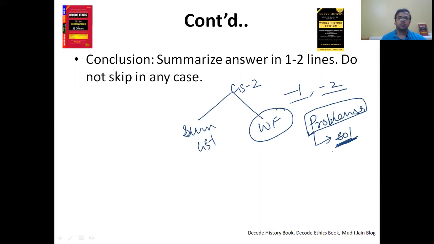Suppose a question is asked on poverty: what are the issues related to poverty? You have listed 7 or 10 issues of poverty, and then in the conclusion write what you think are the most holistic steps to alleviate poverty. So that becomes a way forward approach.